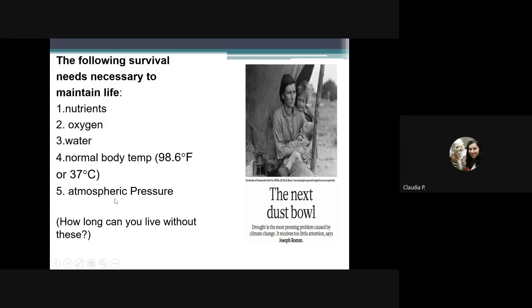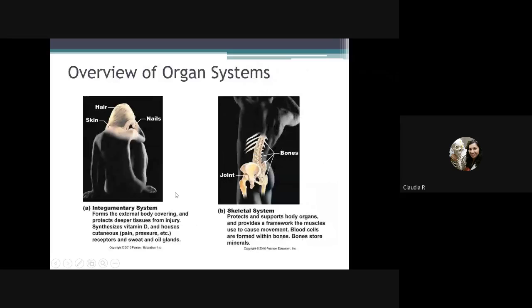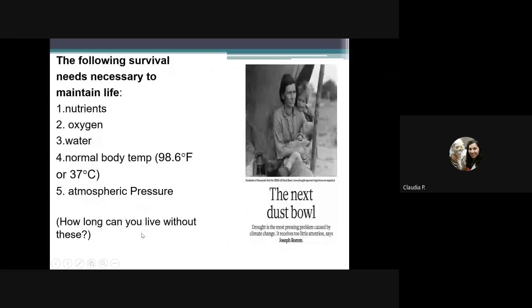And then atmospheric pressure, for this one, I can't really give you a value, but we need a certain amount of atmospheric pressure so that we can breathe in oxygen. And maybe, if we are scuba divers, our atmospheric pressure is going to be affected, right? Because there's more pressure as we dive further into the ocean.